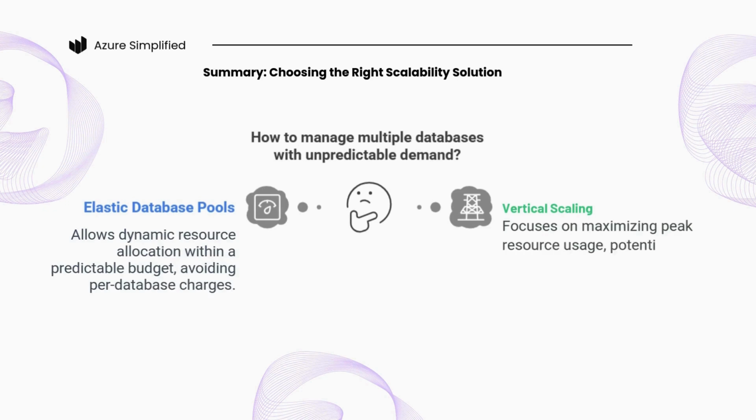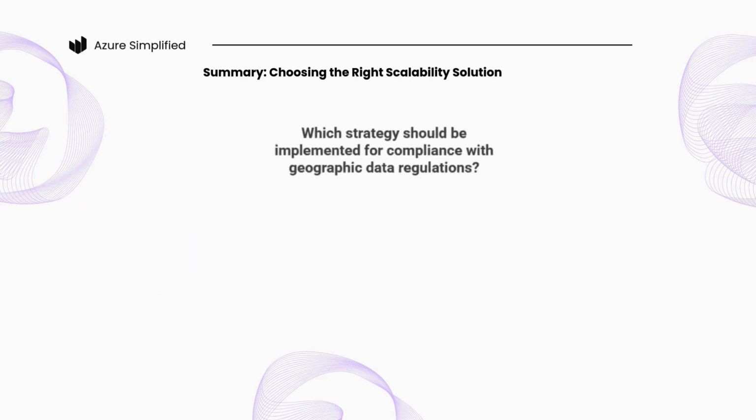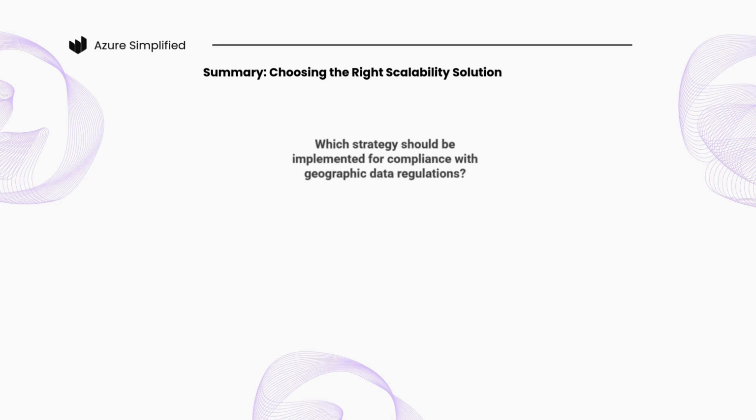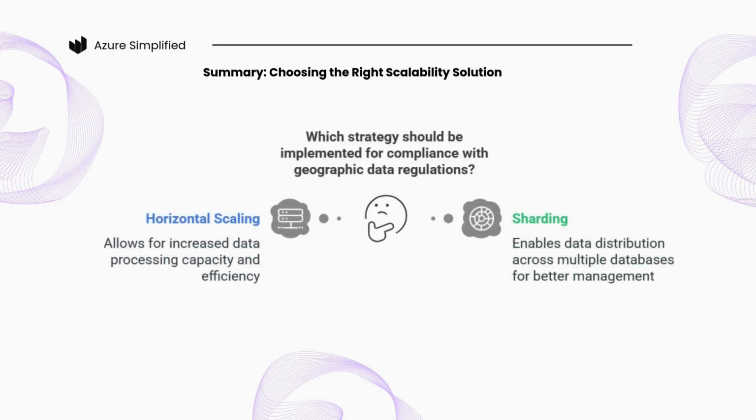Ensures dynamic resource allocation within a predictable budget. No per database charge. Costs depend on peak resource usage. Compliance with geographic data regulations, horizontal scaling and sharding. Data is partitioned across multiple databases in different locations. A shard map manager maintains connections to the correct database based on location.